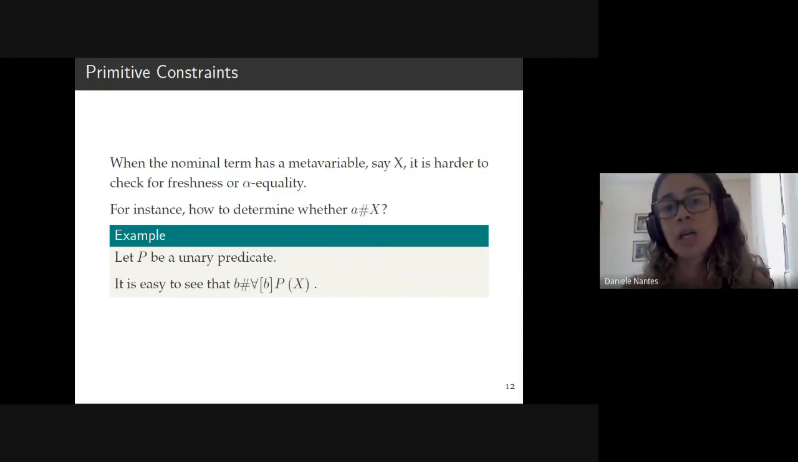Okay, so for instance, in this example here, where P is a unary predicate, B is fresh for forall B, P of X. I can say that this is true, because if B occurs in X, it's going to be captured by this abstraction, so it's going to be bound. So it's fine, because I have this abstraction and the X is in the scope of this abstraction. So it's fine to decide that B is fresh for this term.